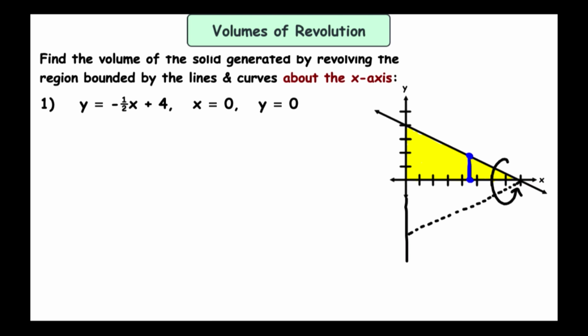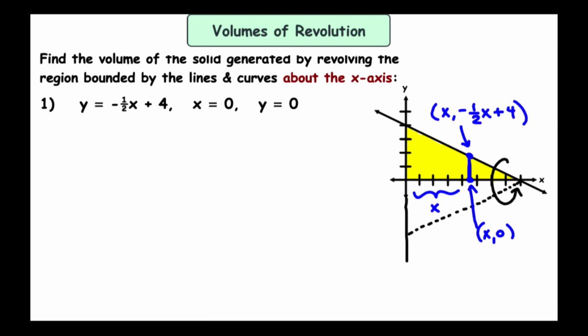I just pick a generic blue rectangular strip and I draw it into the picture. I purposely didn't draw it right up the middle because I don't want people thinking it's halfway. It's totally a random location. I don't know how far over this is, so I just call it x. And so therefore, if this is x, this point is going to be the point x comma 0 on the x-axis. And this point, like every other point on a flat surface, is x comma y.